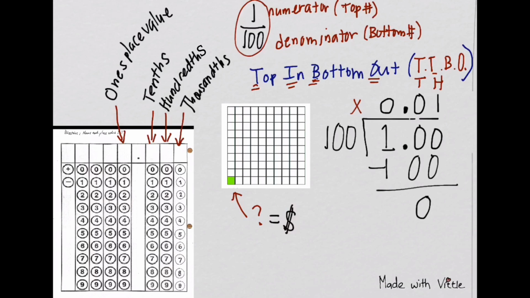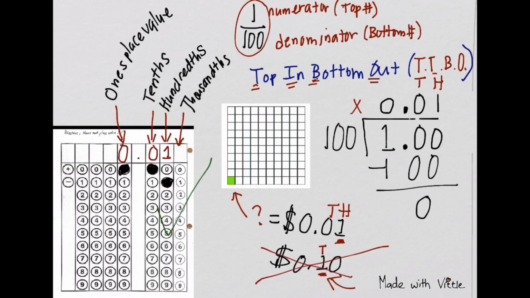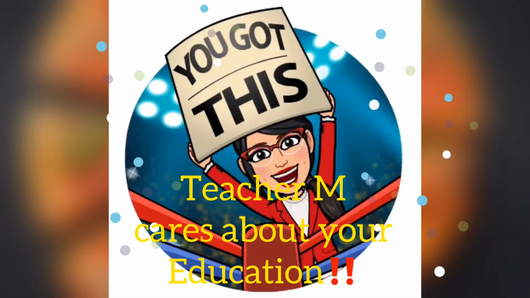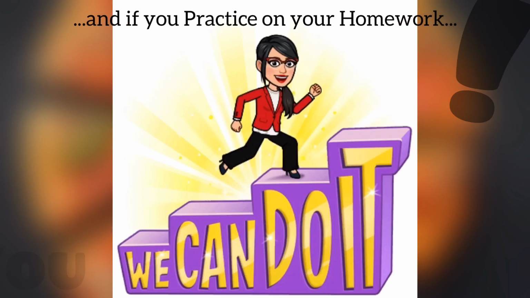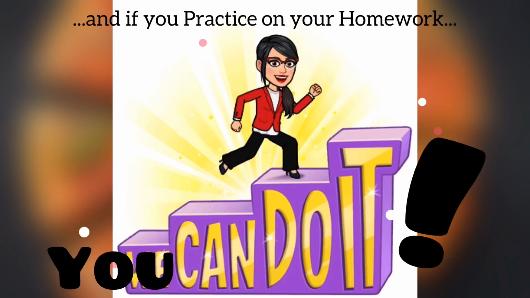Therefore, if you divide $1 by 100 pieces, each piece will be 1/100ths or 1 cent. Just make sure that the 1 is on the hundredths place value. If you write it on the wrong place value, then the value will change. It will be 10 cents instead of just 1 cent. Always pay attention to the place value. Now there you have it. I know you got this. As long as you practice on your homework, then you can do it.